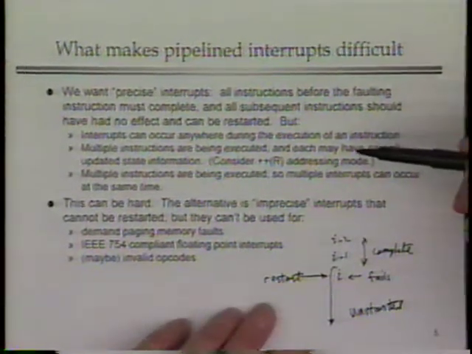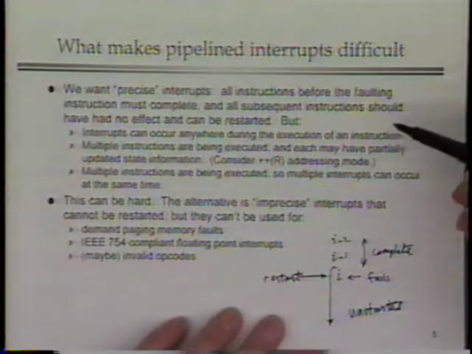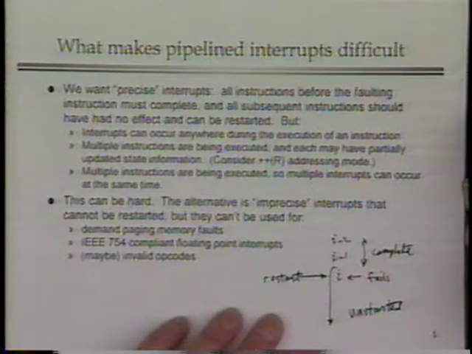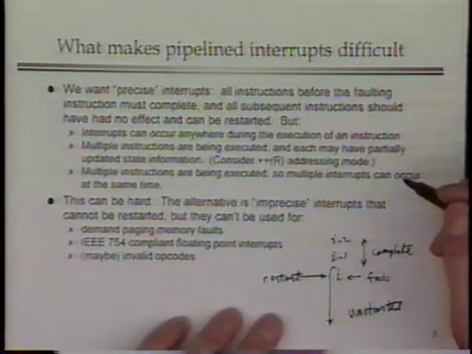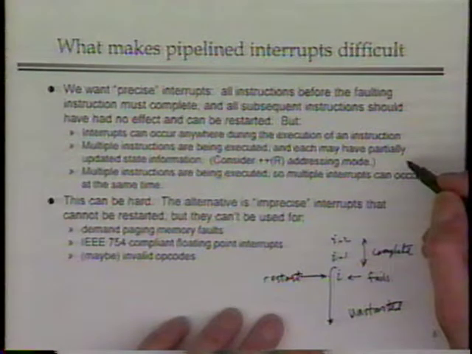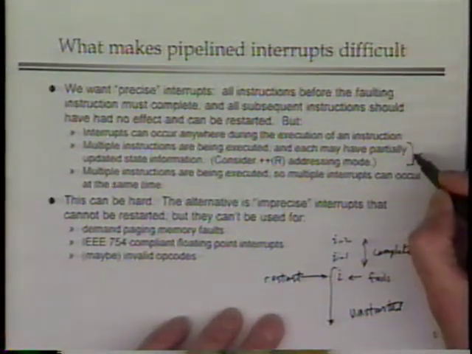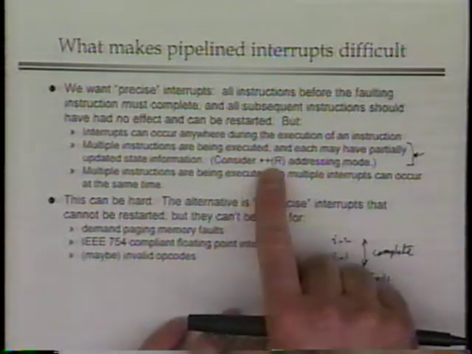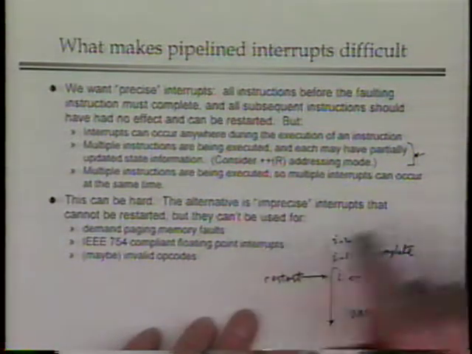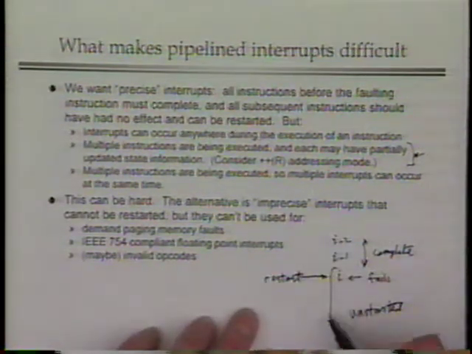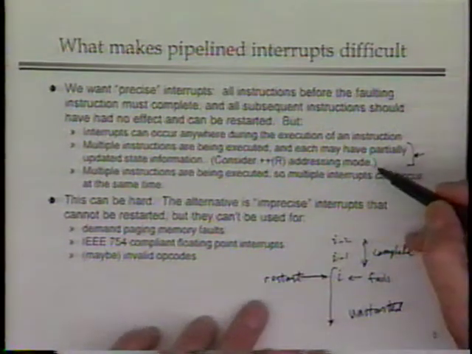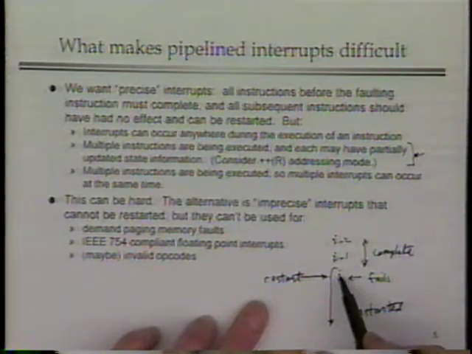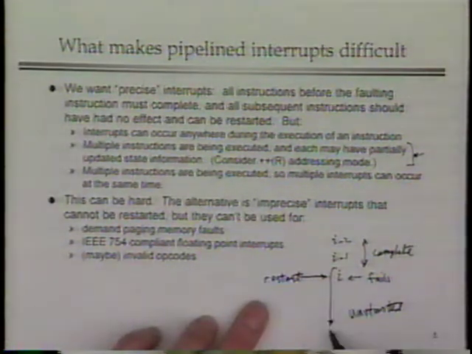Well, that turns out to be hard to do for a number of reasons. Remember that interrupts can occur anywhere during the execution of an instruction, and we have multiple instructions in execution at once, and we'll see an example of how that causes a problem. Also, depending on your instruction set architecture, there may be instructions that partially update state information during their execution. Consider the auto-increment or auto-decrement modes, where if an instruction is partially executed, restarting them is a problem because they've already done some damage, so to speak. Remember, this instruction is failing, but some of these are in the pipeline already and may have begun their execution.